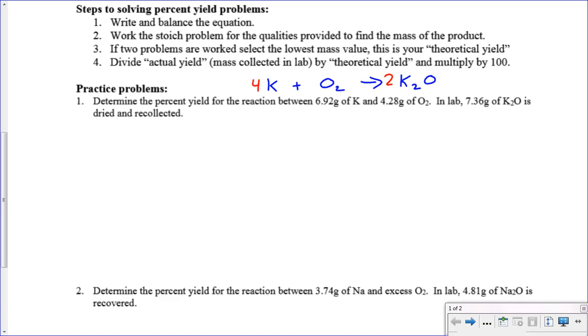The end of this problem says that in the lab, you're able to collect 7.36 grams of K2O, all right? This last mass, the mass of your product that you're given, is important: you need to identify that this is your actual yield. It's how much you are actually able to collect at the end, so it's called the actual yield. We'll use that in the last step of this problem, but just keep in mind that it's there.